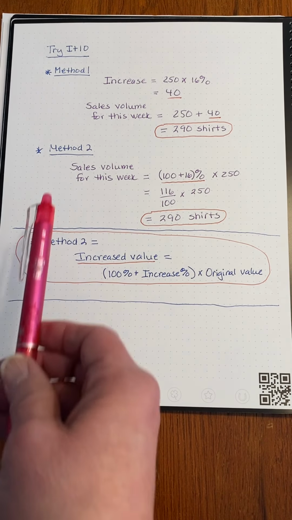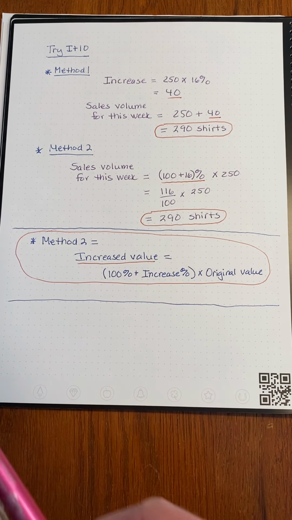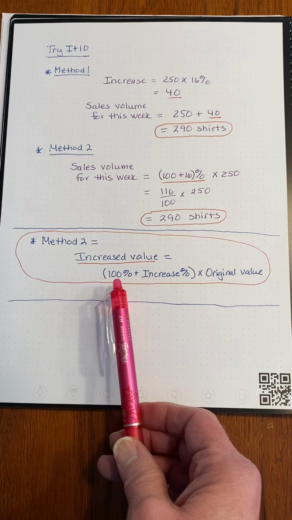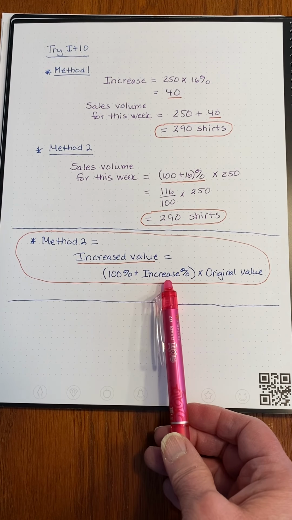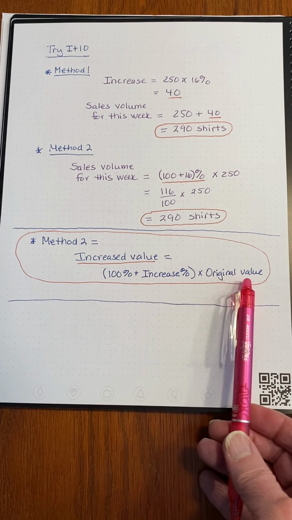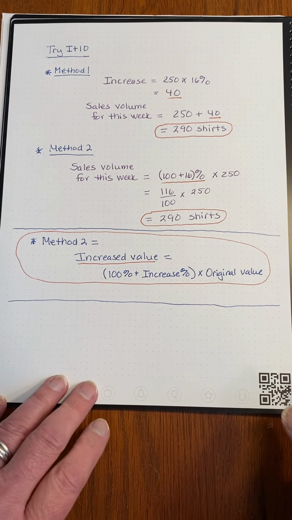So method 2 basically says the increased value, the actual value, would be 100% to start with plus the increased percentage times the original value or original number of whatever you're trying to figure out. So that would be a formula to write down and definitely remember.